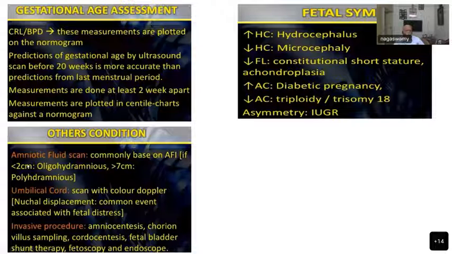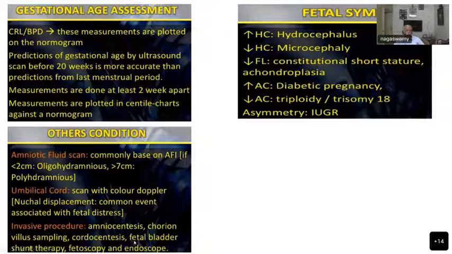So less than 2, oligo; more than 7, poly. Then umbilical cord scan with a color Doppler, you can see where it is positioned and whether it is causing any fetal distress by constriction or not. And you can do some invasive procedures like amniocentesis, chorion villus sampling, cordocentesis.